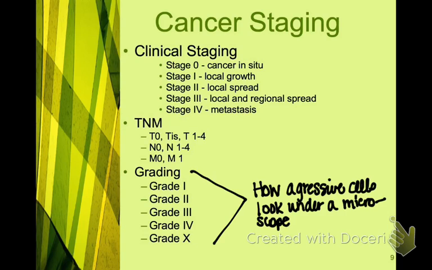So the grading is basically, you've heard people say it's stage 4, it's stage 3. The grading is basically how aggressive the cells look under a microscope by the pathologist, whoever's looking at those cells. They determine, so think of it like your teacher grading your paper. So they grade it by looking at how aggressive the cells look under a microscope.